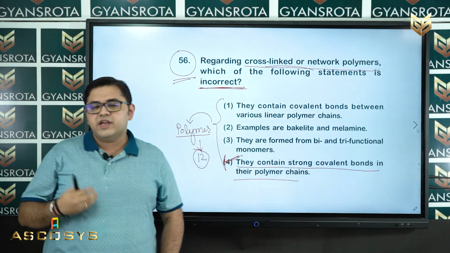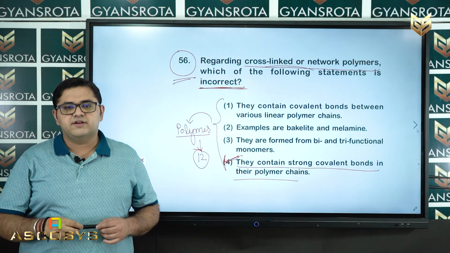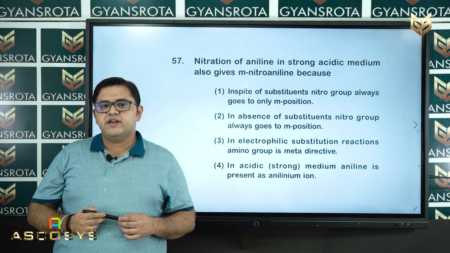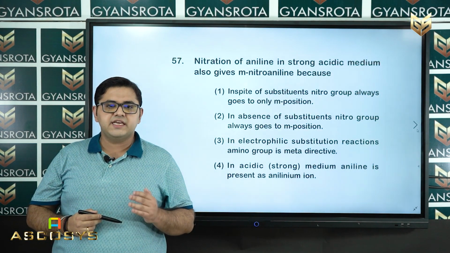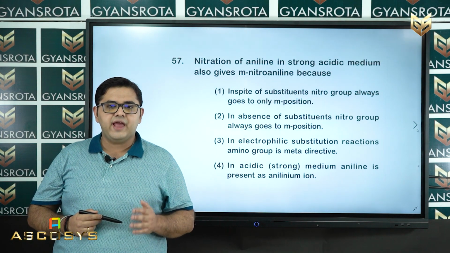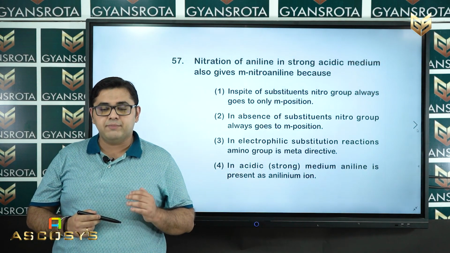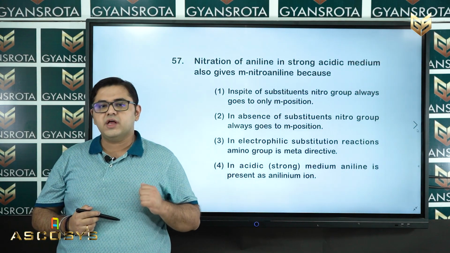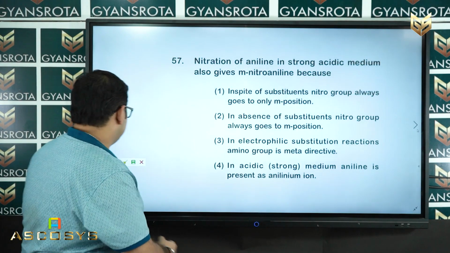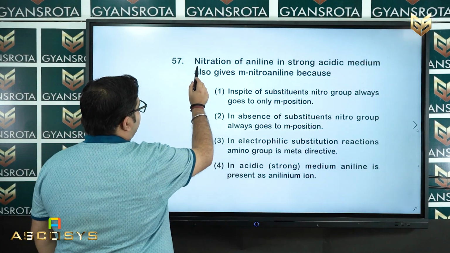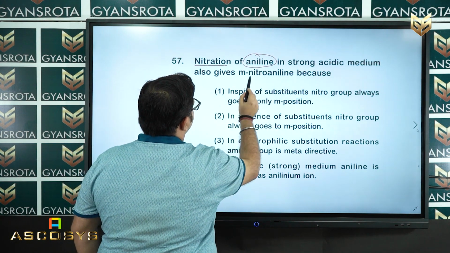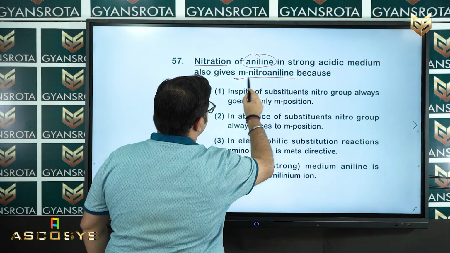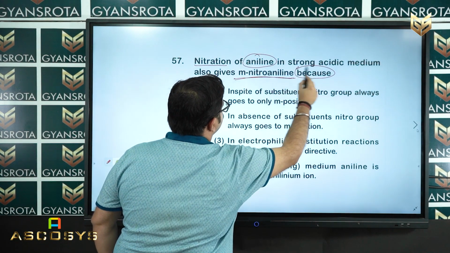Now we are moving to the next question, question number 57. Nitration of aniline in a strong acidic medium also gives meta-nitroaniline because... Now we are moving to the solution part. They told you that nitration of aniline gives meta-nitroaniline, and they ask what is the reason.